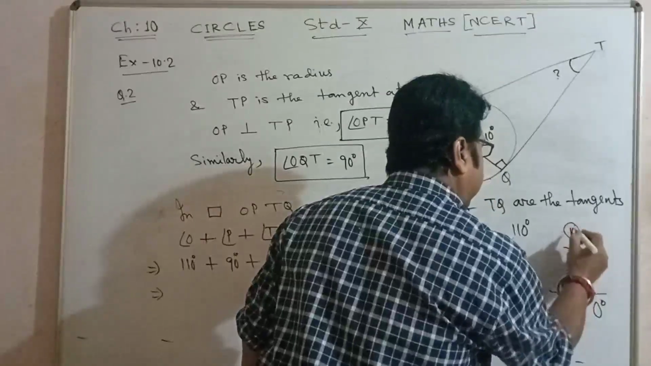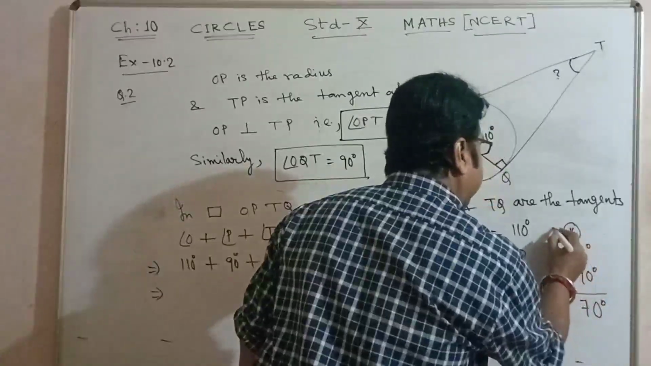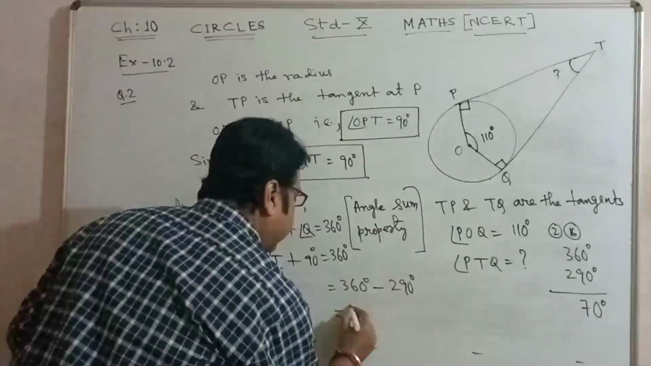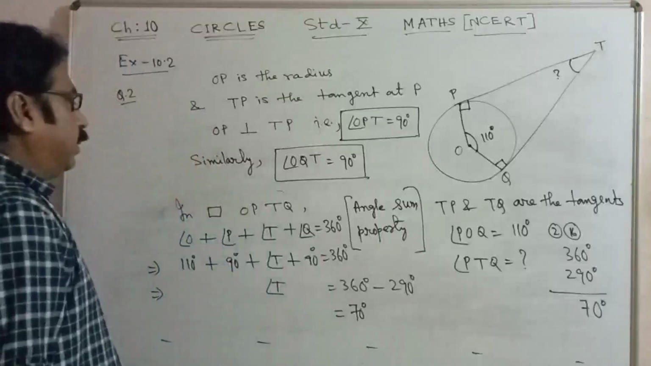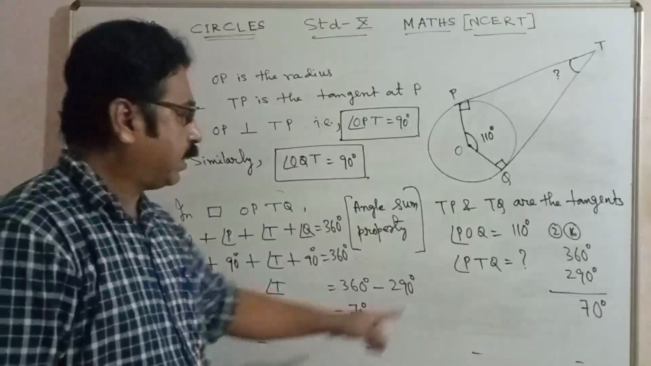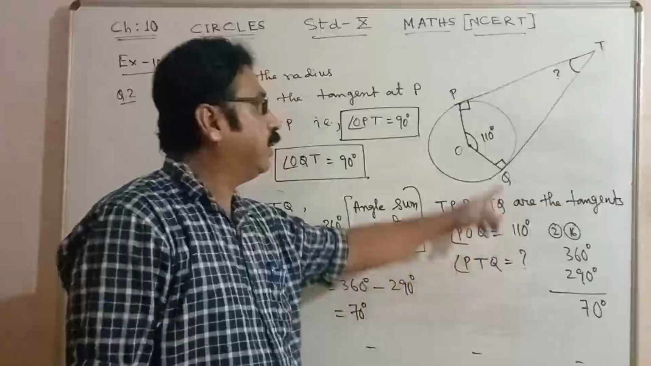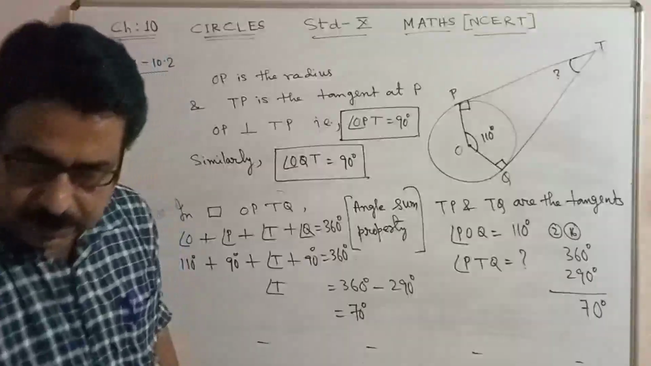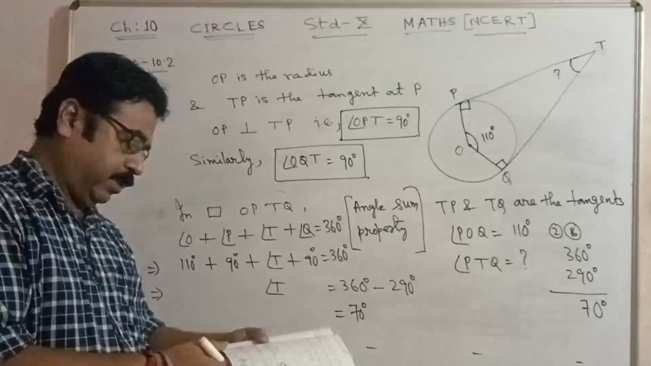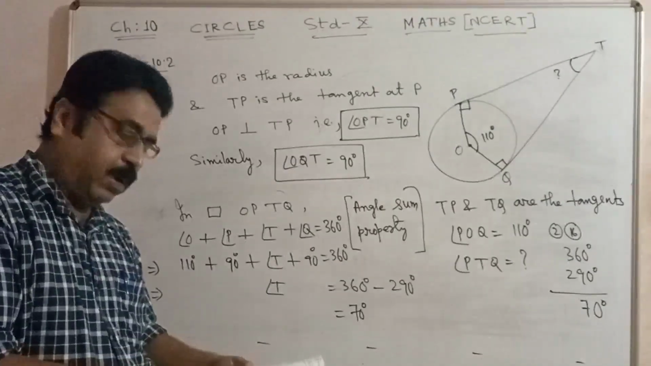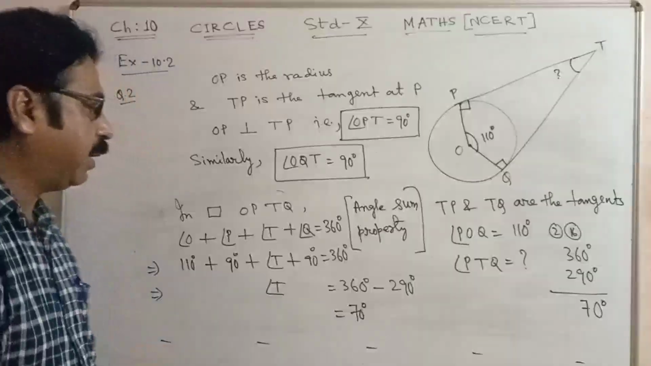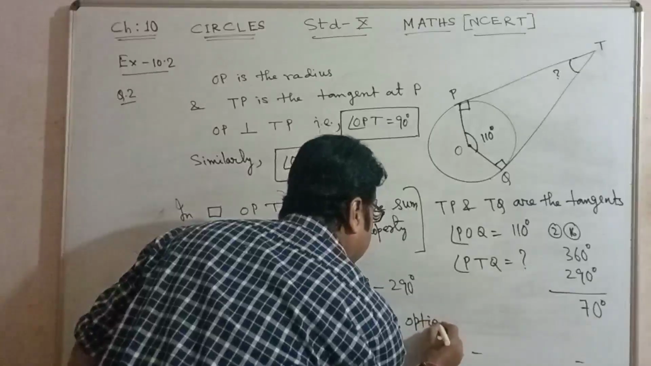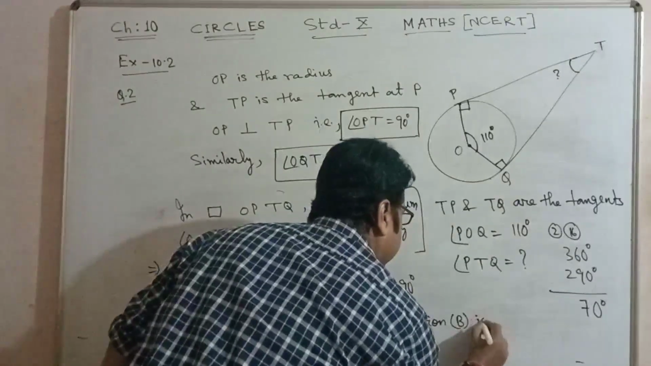6, it is 16 minus 9 is 7. 3 will become 2. 2 minus 2, 0. We got 70 degree. That means, what was the question? PTQ how much? PTQ, we got how much? 70 degree. Option B is given 70 degree. Therefore, option B is correct.